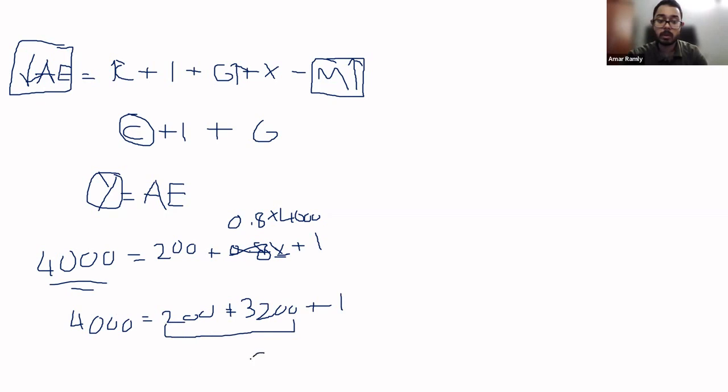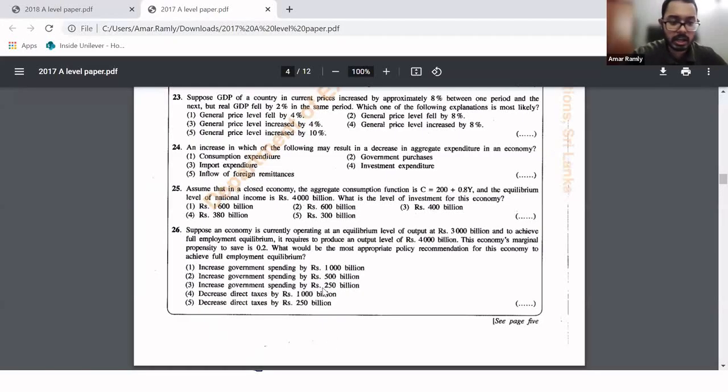4,000 minus 3,400. 600 is your investment. Let's see if there's an option like that. Hopefully, we've done the question right. Okay, see 300, 1,600, 400. Okay, 600 is there. 2 is your answer, right? And most of you guys got this right, which is super nice to see. All right, 2 is your answer.